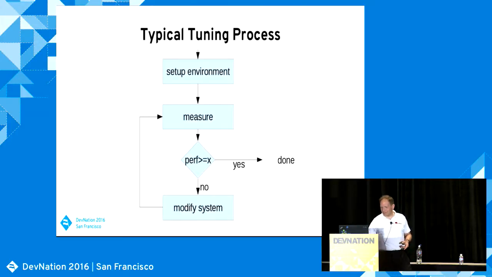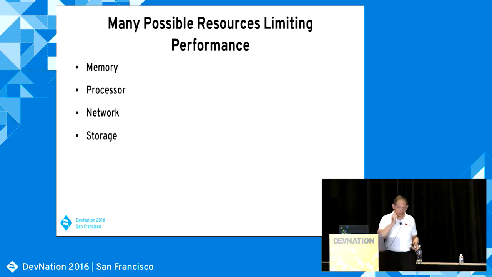Now, there's lots of different things that could be causing performance issues. If you start out with a high-level view, these are the 4 that people usually think of: memory, processor, network, and storage. For this talk, I'm only going to worry about the memory and the processor, because the other ones really aren't addressed by what I'm talking about today.